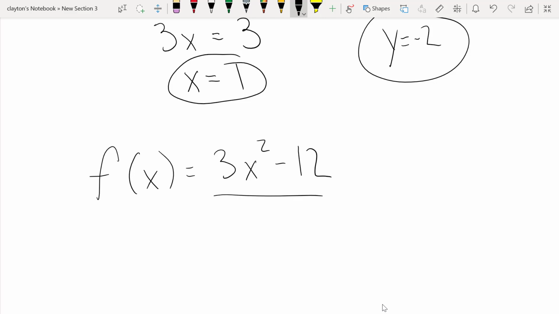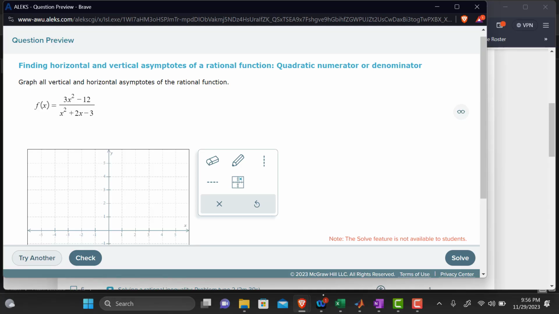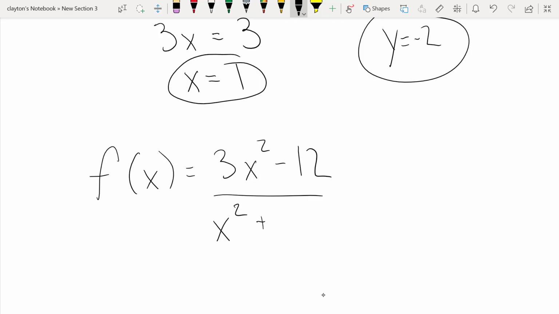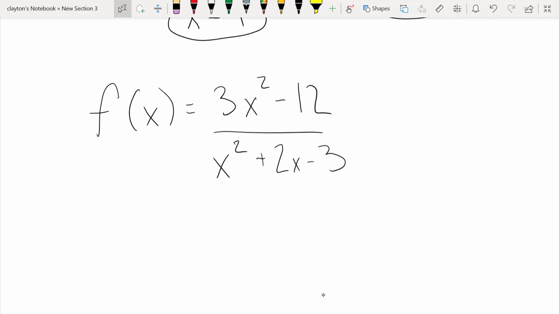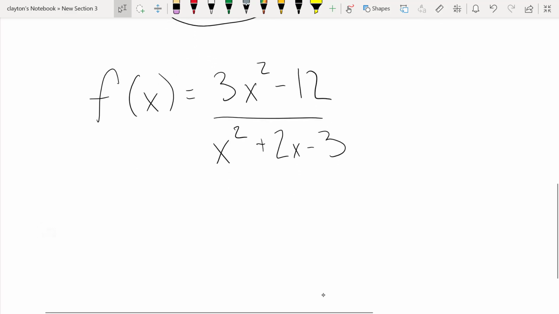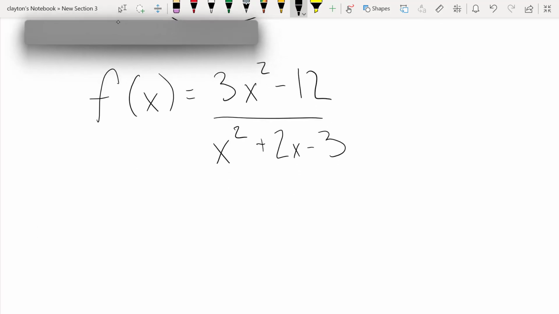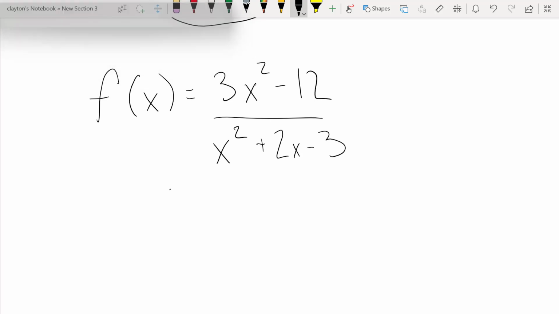And I believe it's x squared plus 2x minus 3. Okay. So exactly the same steps we were doing before. So for the vertical asymptote, we will take our denominator, and guess what? Set it equal to 0.